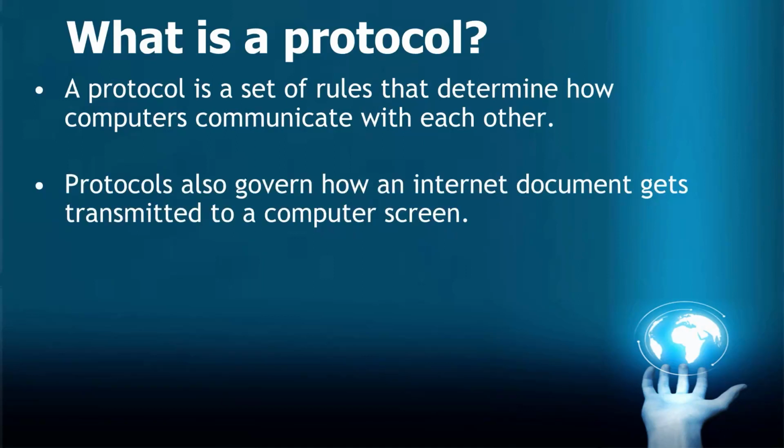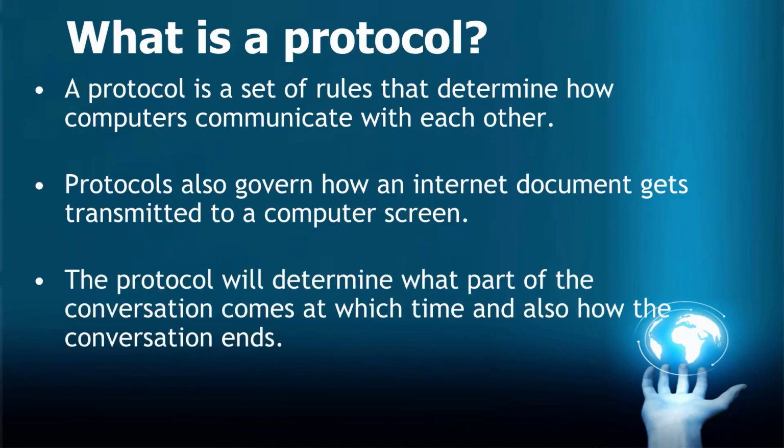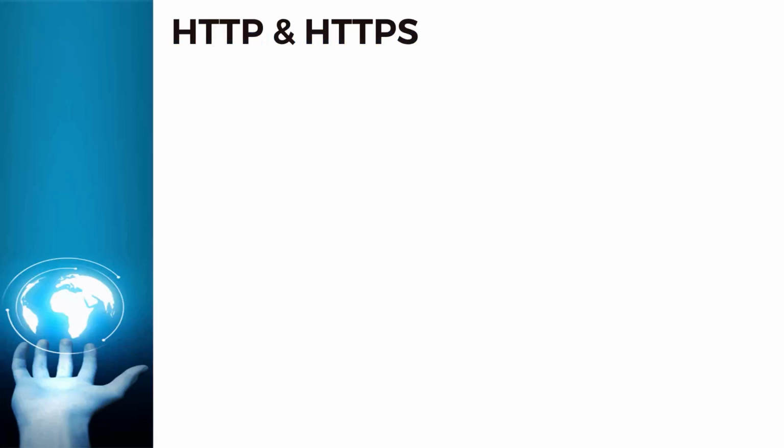Now, a protocol would also govern how an internet document gets transmitted to a computer screen. So again, when you go online, if you're using Firefox or Chrome or Safari, and you try to access a website, all of the images and text and videos that you see on your screen, you have protocols working behind the scenes to ensure that you get to receive all that information. And of course, protocols will also determine what part of the conversation comes at which time, and also how the conversation ends. Remember that we're talking about the conversation between computers and networks here.